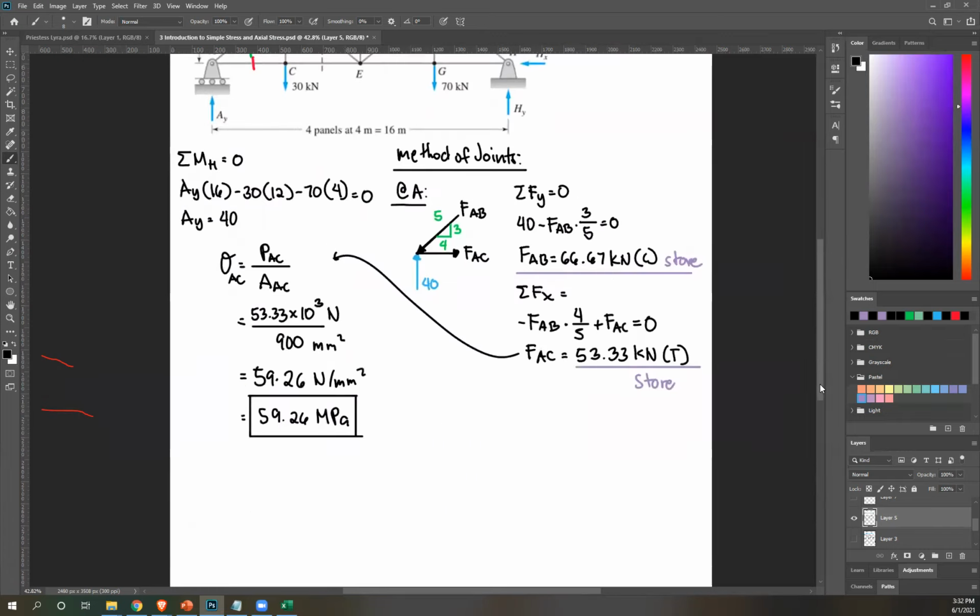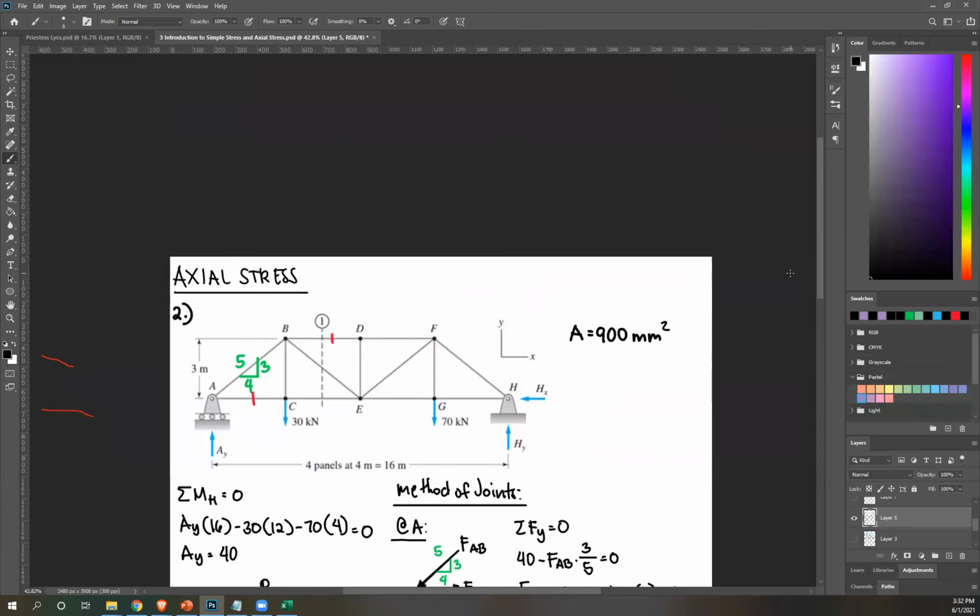Now let's move on to BD. And again, for BD, we're going to use method of sections. It's already shown here. We have this cut. So now it's a matter of isolating the left or right hand side. For the left side, I've already solved for AY, so it's much more convenient to isolate the left side. So let's do that.